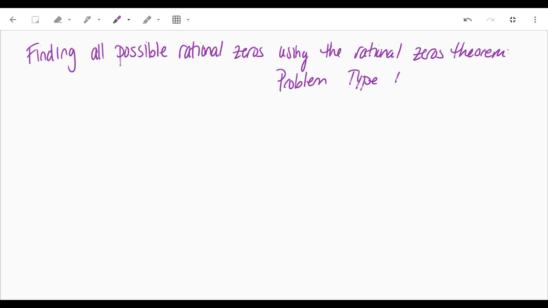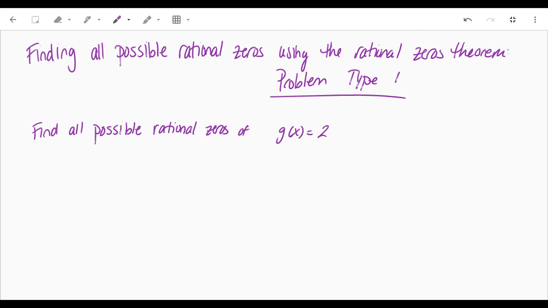Okay, problem type 1. All right, so use the rational zeros theorem to find all possible rational zeros of g of x is 2x cubed plus 3x squared minus 3x plus 7. Okay, so now we're not saying that these all have to be zeros, but if there are zeros, they're going to be on our list that we come up with.